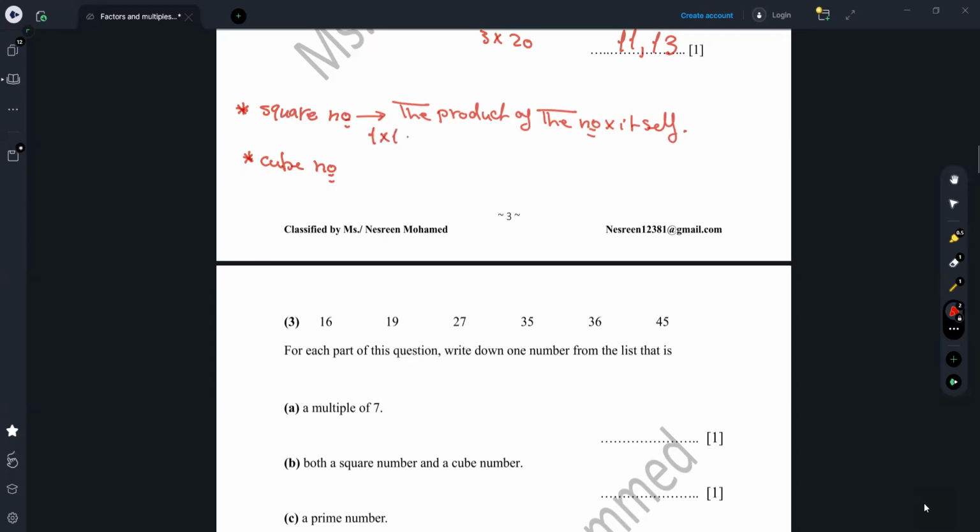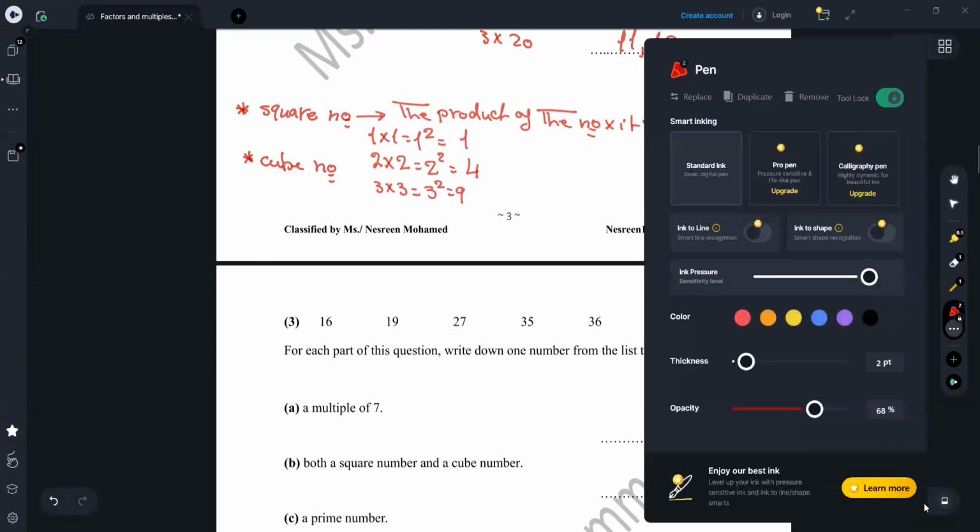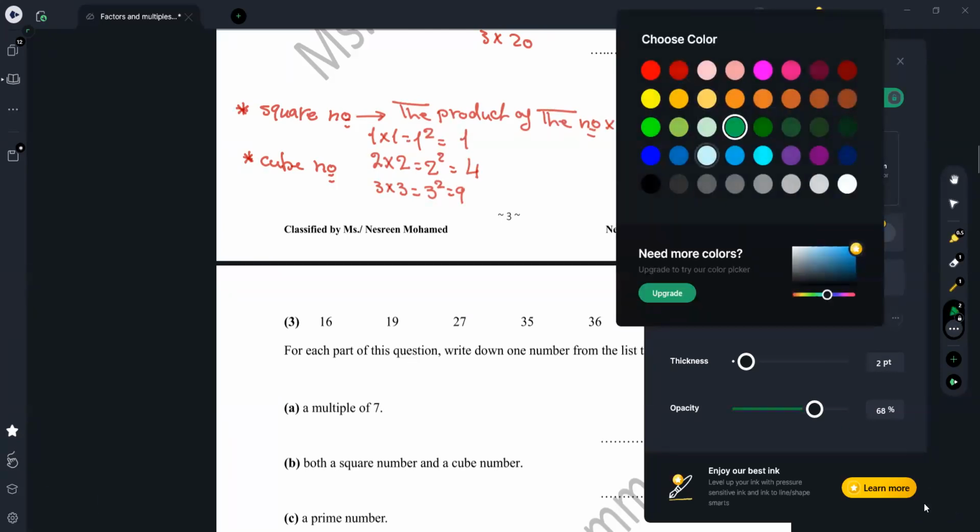1 multiply 1, it is 1 power 2. This is 1. 2 multiply 2, it will be 2 power 2. This is 4. 3 multiply 3, it is 3 power 2. It is 9. List all the square numbers. And all the square numbers, they are here.